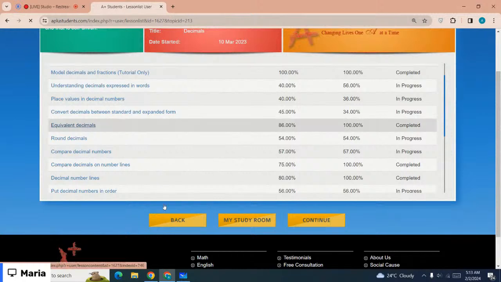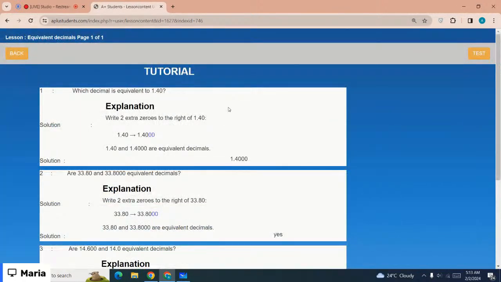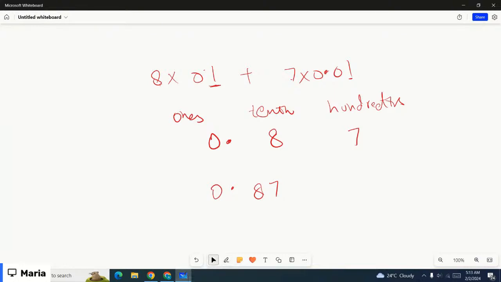equivalent decimals, right? Let's just start with the example. Which decimal is equivalent to 1.40? So 1.4 is a decimal number, right? If before zero you have a digit, it's okay. Like here you have 1.40, right? Zero is the last digit.